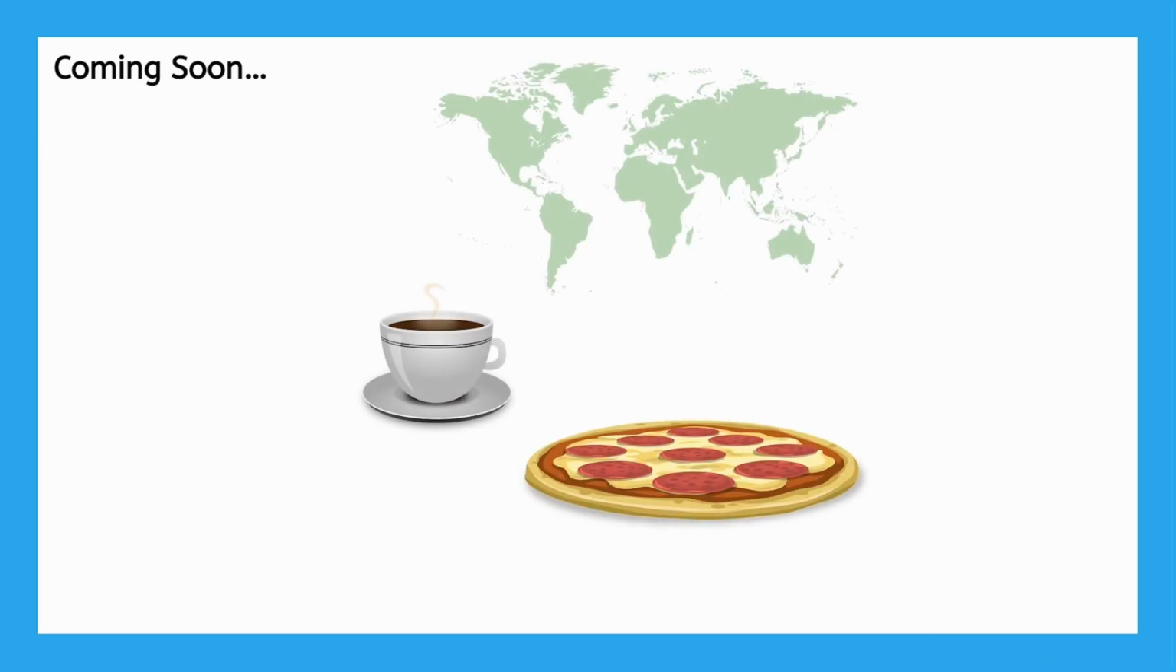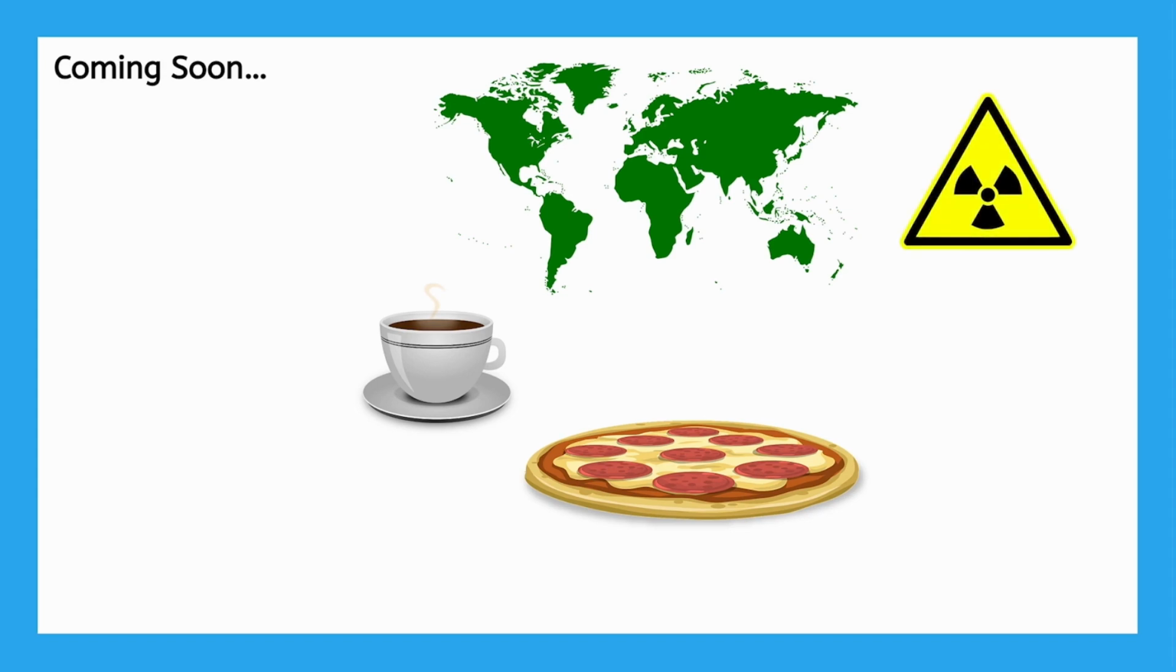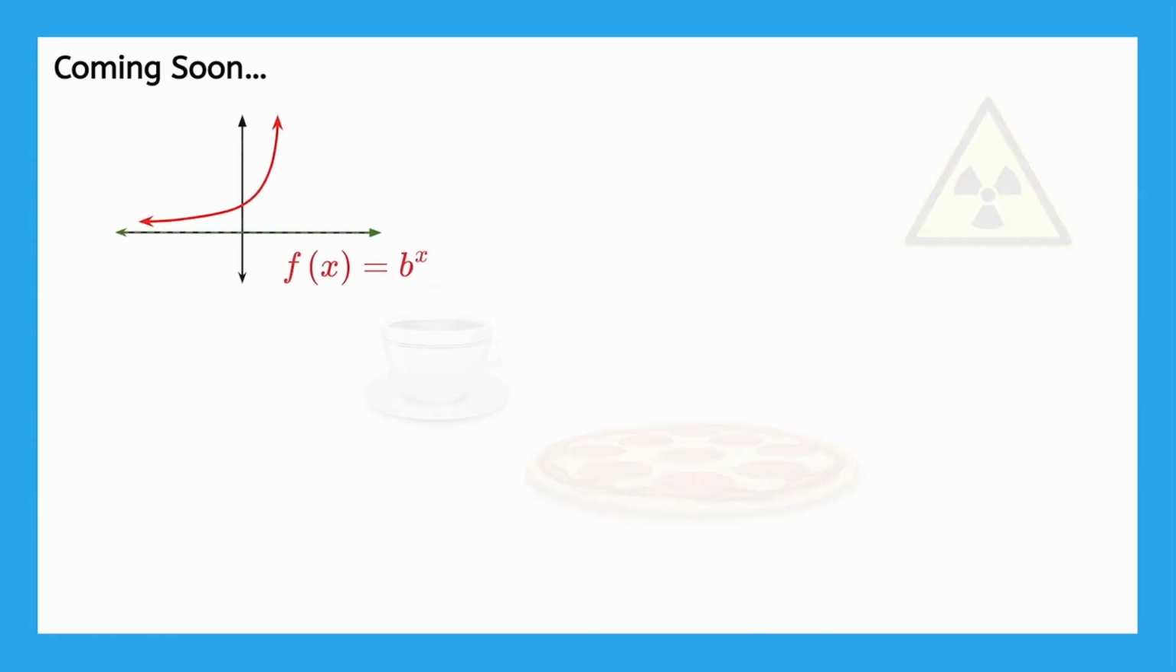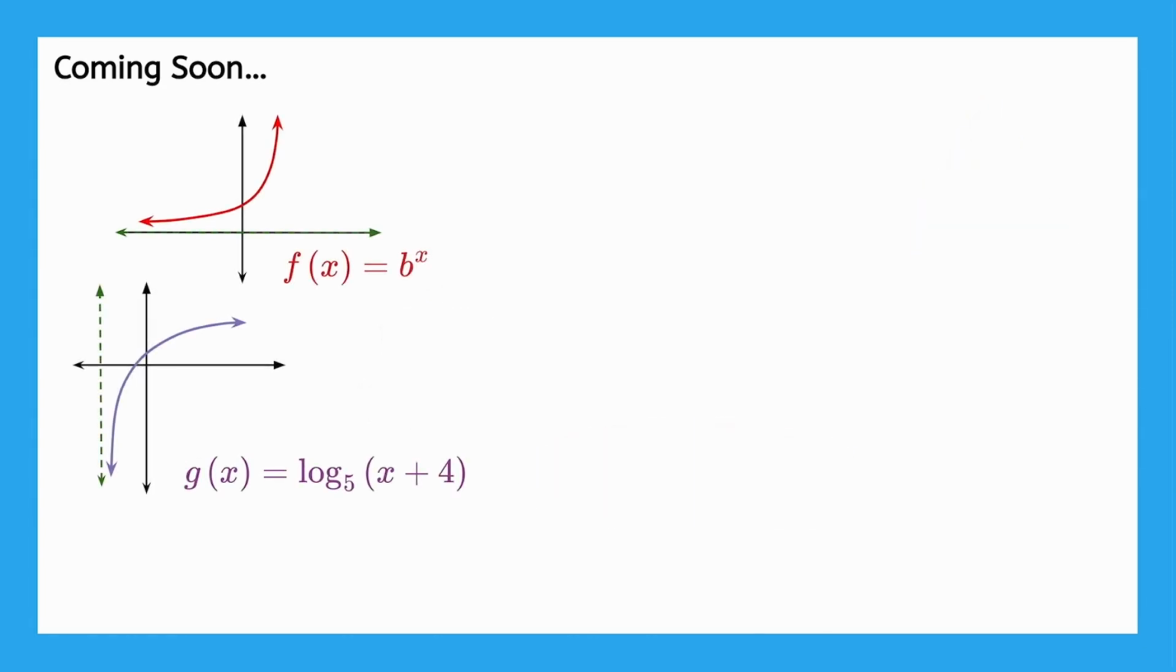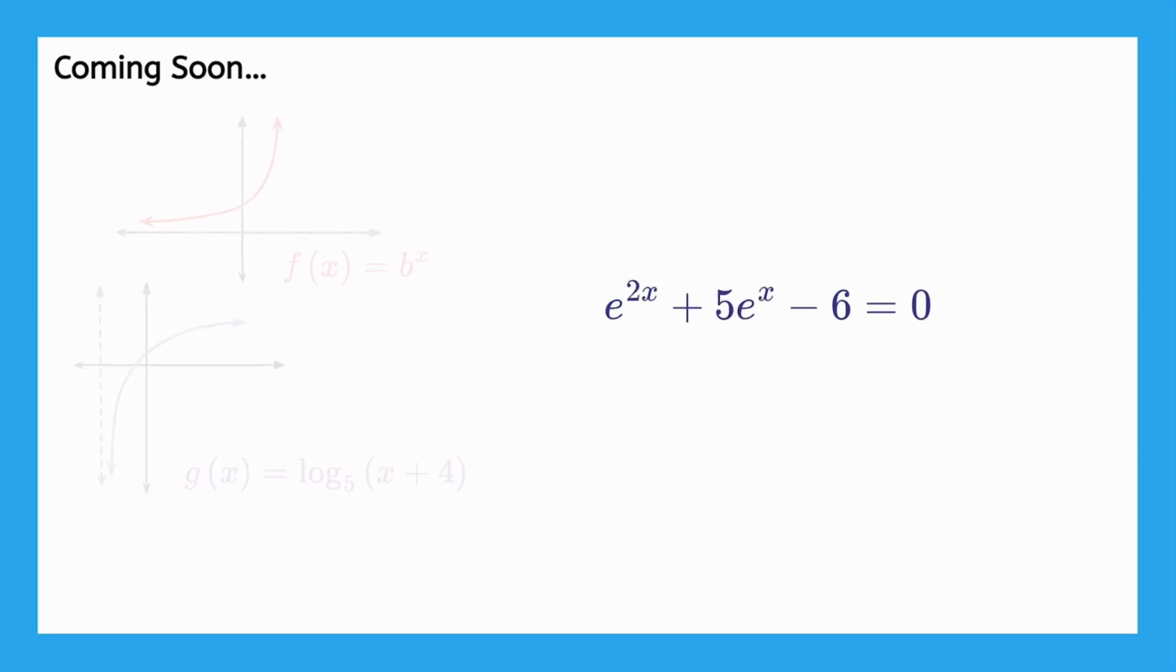Throughout this unit, we will learn how exponential functions can model the cooling of food, population growth, and radioactive decay. By the end of this unit, you'll be able to write, analyze, and graph both exponential and logarithmic functions, and solve all kinds of exponential and logarithmic equations. Get ready for a bunch of awesome and interesting math!